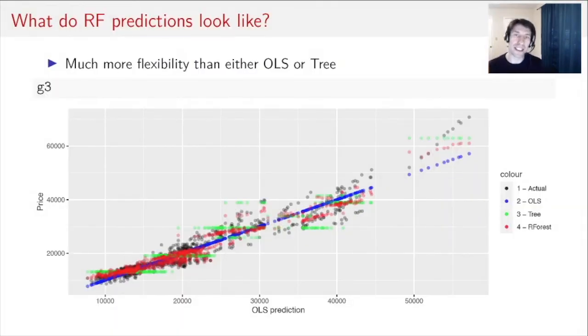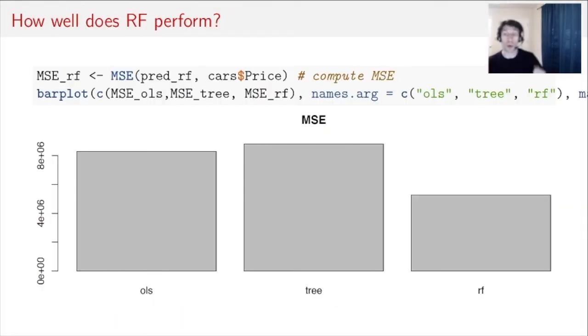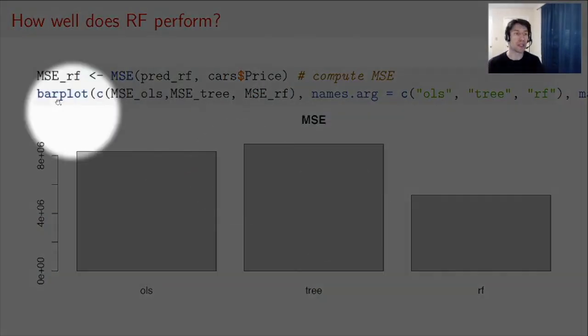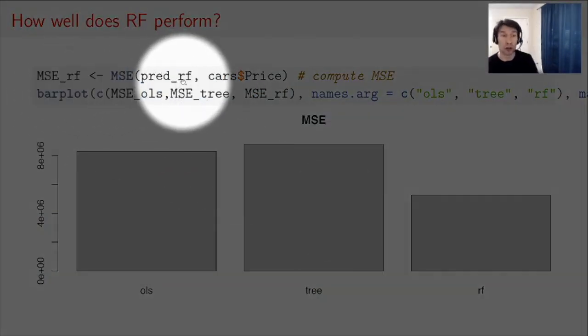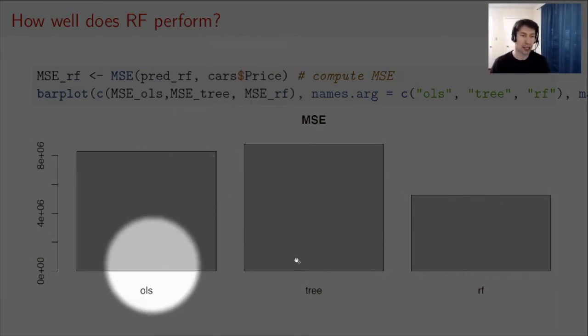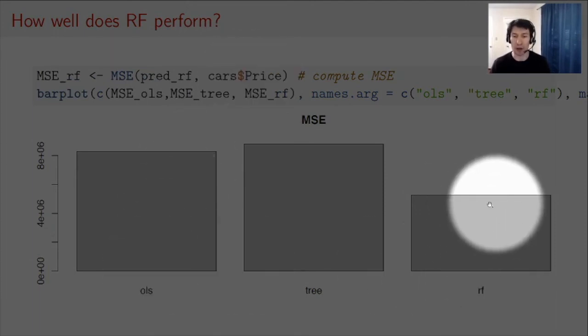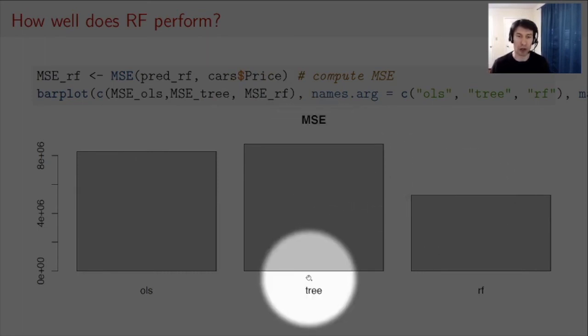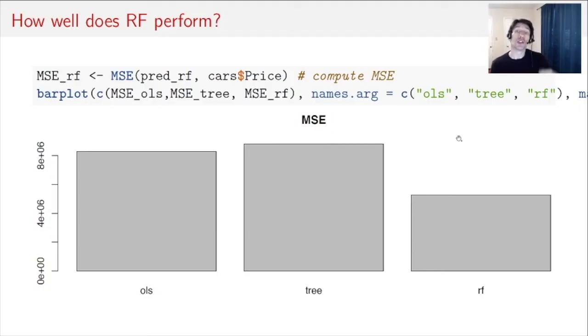So the question is, do we see that with the mean squared errors? Well, yes, it's actually quite clear. If we compute the mean squared error between the random forest predicted values and the actual prices, the random forest one is much lower than the mean squared error of the tree or of the OLS. So this kind of shows you why random forests have been so popular and why they've been so good at helping us with predictions, because they are so flexible. They are able to flexibly capture all of the different idiosyncrasies of your data.